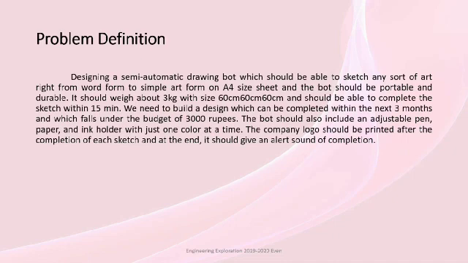So firstly, let us go with the problem definition, that is of designing a semi-automatic drawing board which should be able to sketch any sort of simple art form on an A4 size sheet. It should weigh about 3 kg with size 60 into 60 into 60 centimeter. The duration of completion of this board is 3 months, which falls under the budget of 3000 rupees. The board should include an adjustable pen, paper and ink holder. And at last, when the sketch is completed, it should give an alert sound of completion.